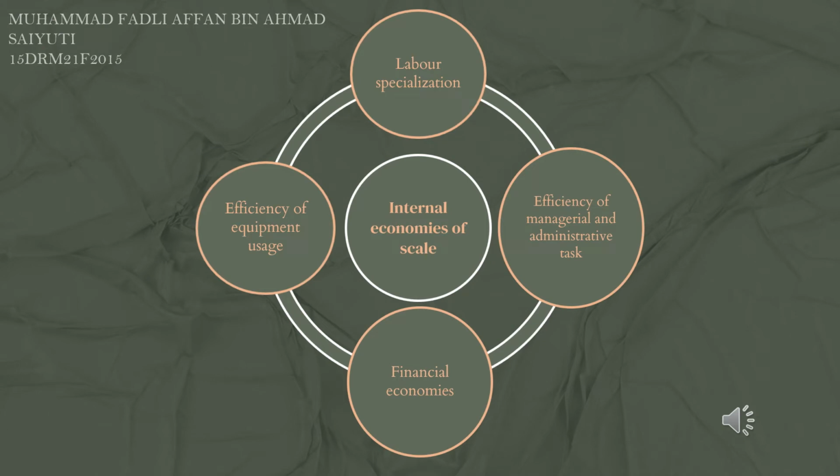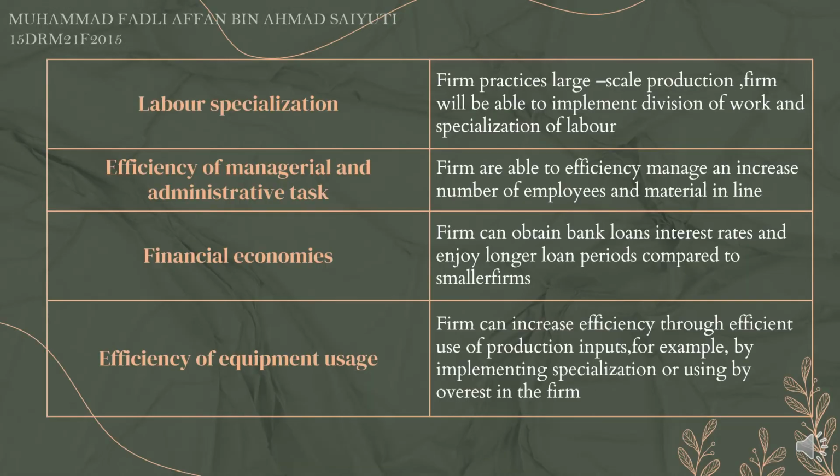Internal economy of scale has 4 parts. First, labor specialization. Second, efficiency of managerial and administrative tasks. Third, financial economies. And lastly, efficiency of equipment usage. First, we will start with labor specialization.